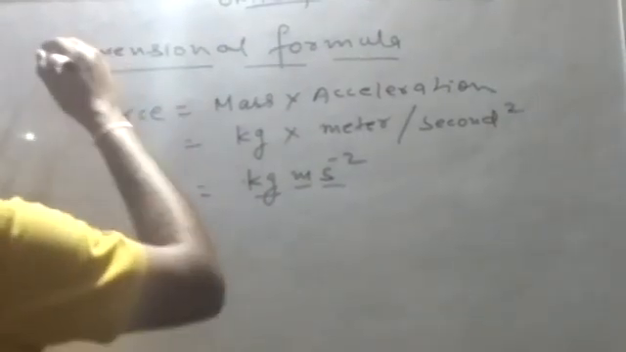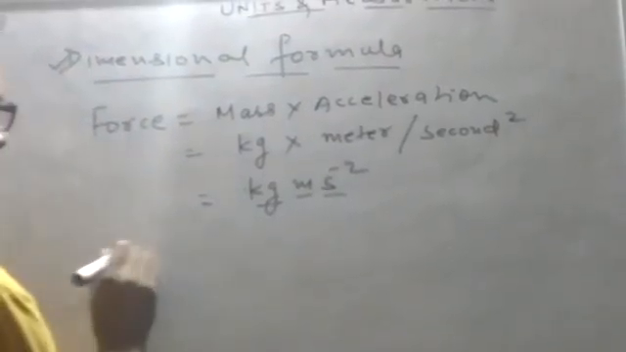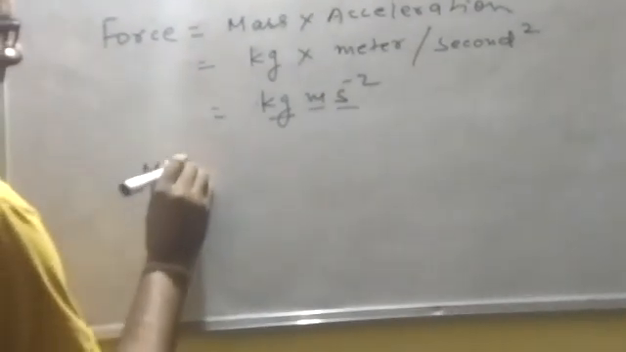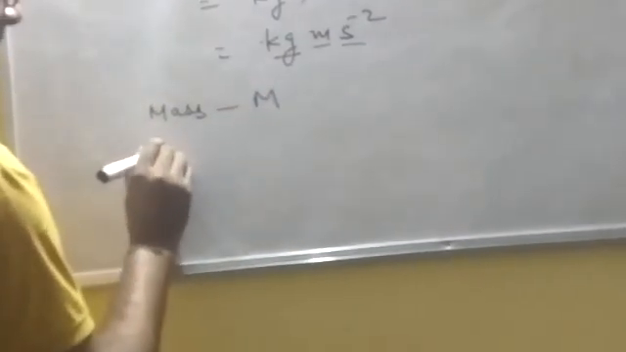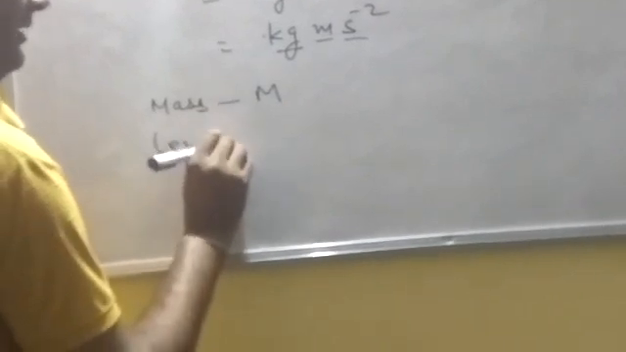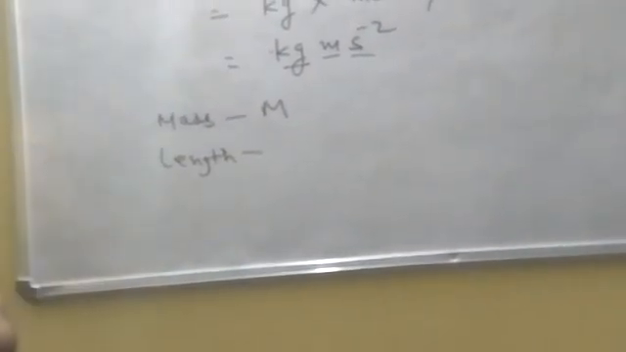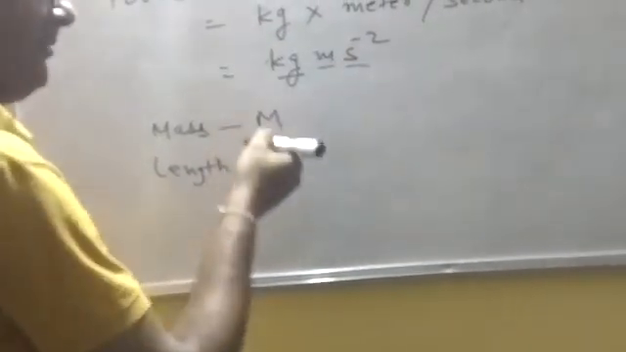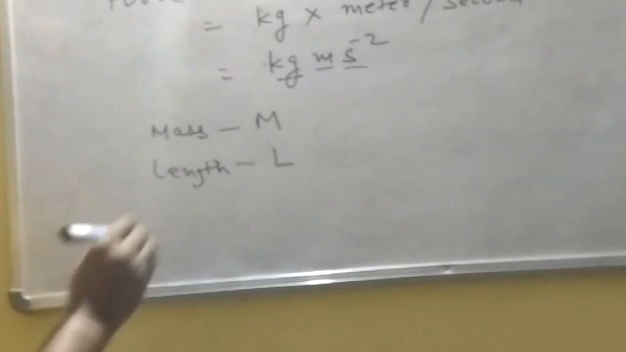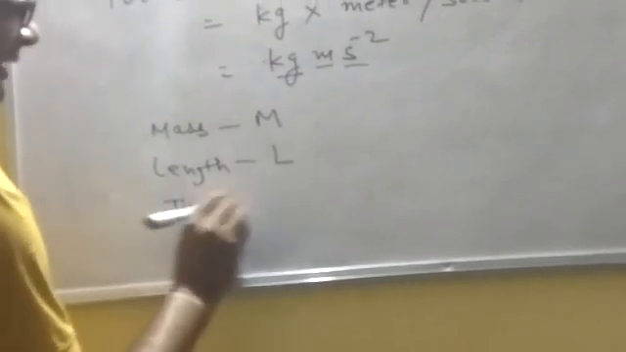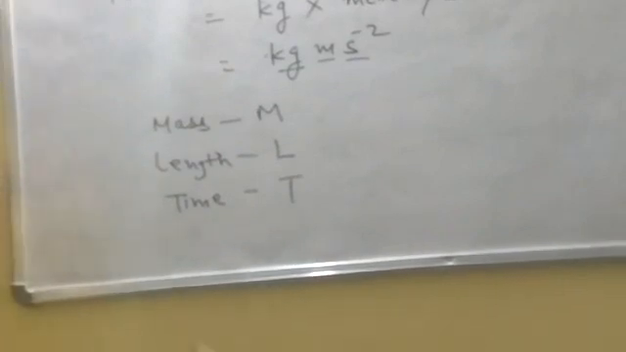Now, for the dimension formula, for mass, whether it is in gram or kg, we take the symbol capital M. For length, which is measured in meters, kilometers, or centimeters, we take the symbol capital L. Similarly, for time, we take capital T. So this is MLT.